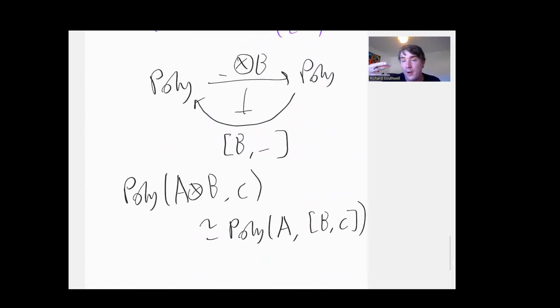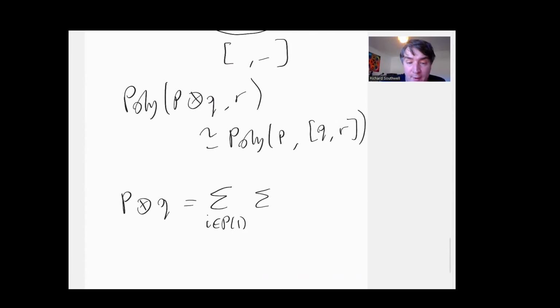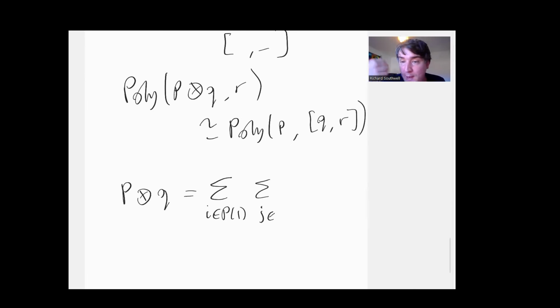Also, this category of polynomial functors itself has some very beautiful structure, which can potentially make this sort of modeling project a lot easier. Again, it's something that we haven't explored enough, but the point is this: imagine we have polynomial functors P and Q.